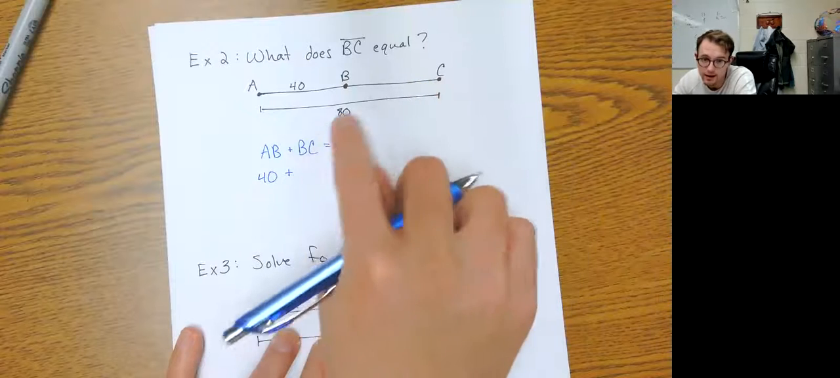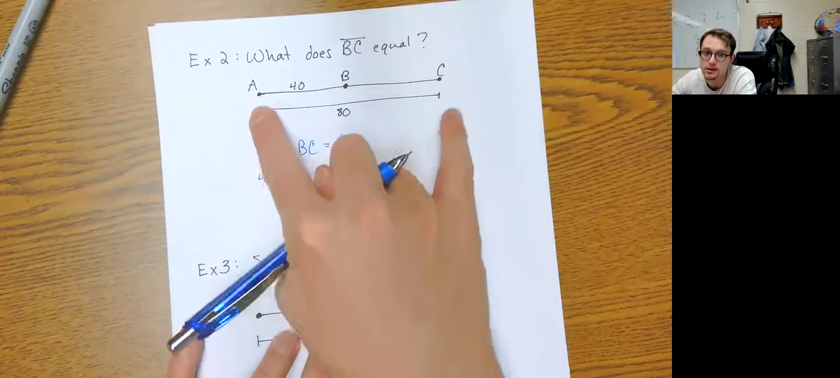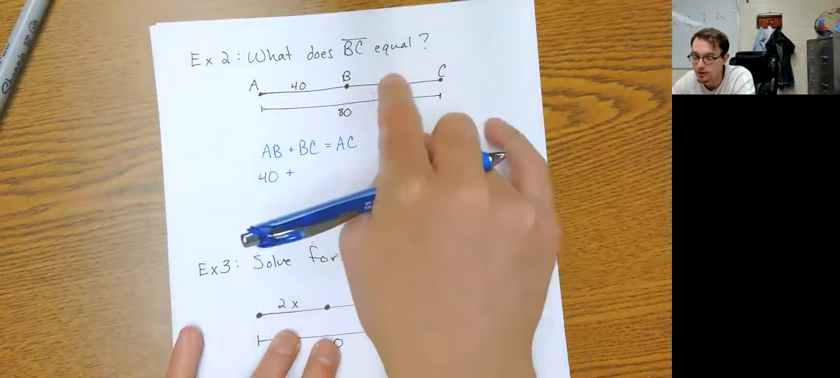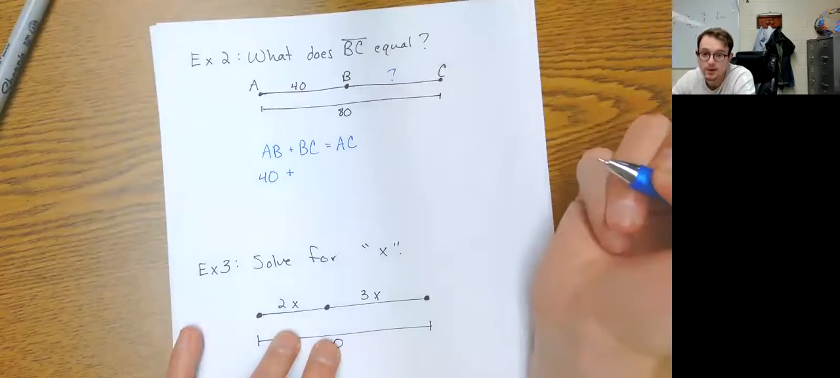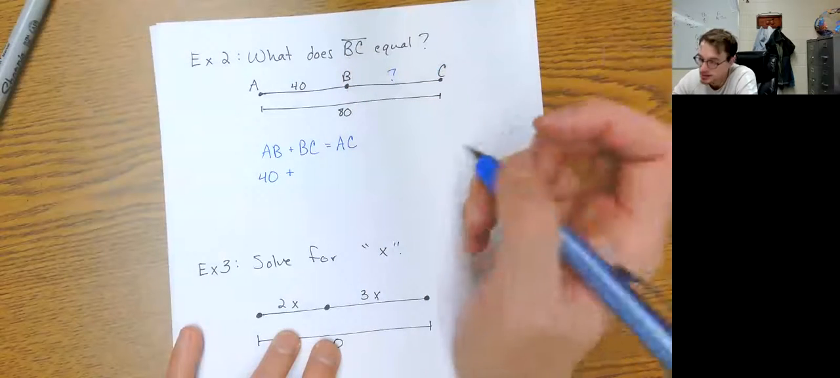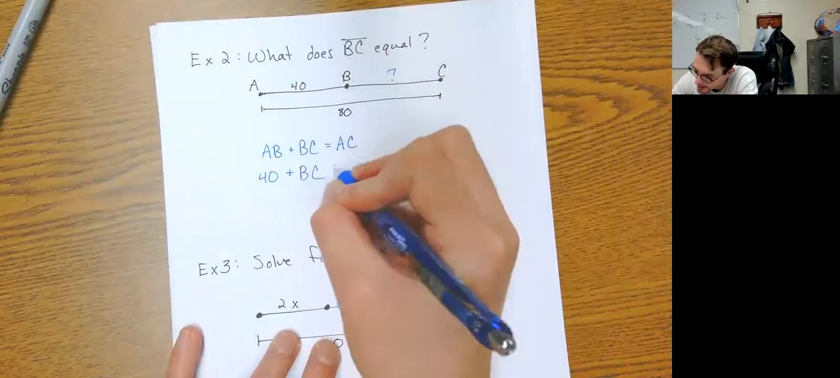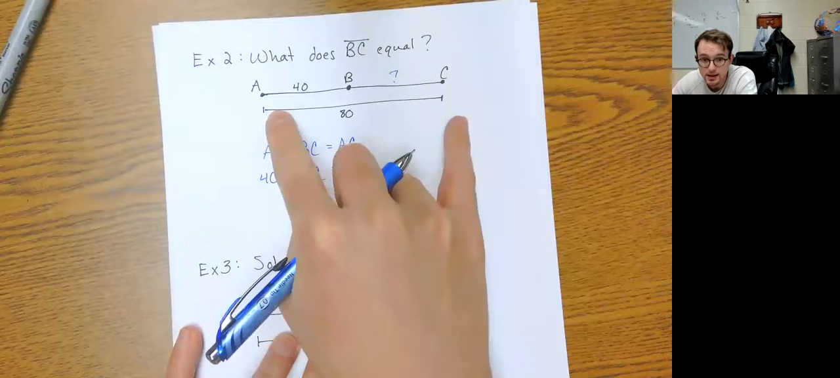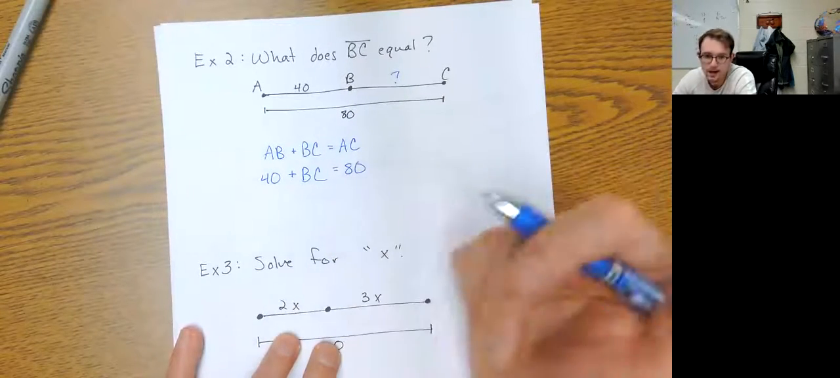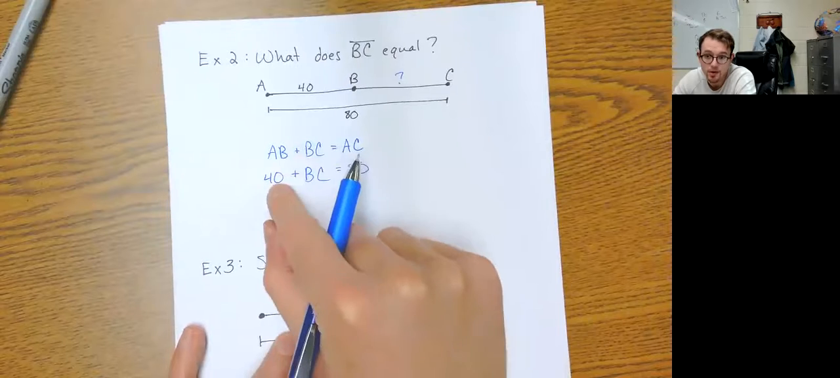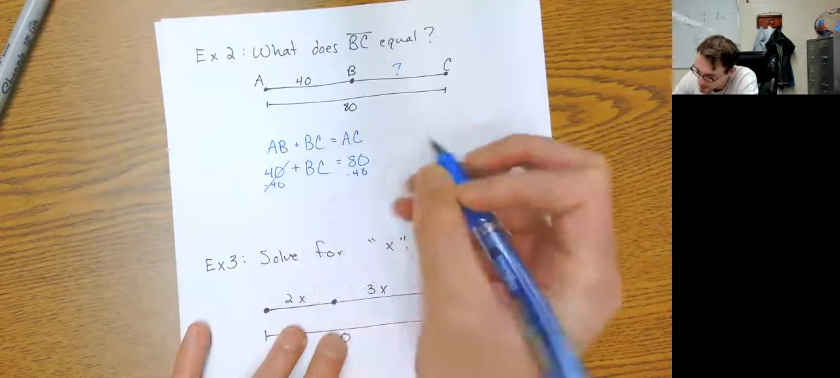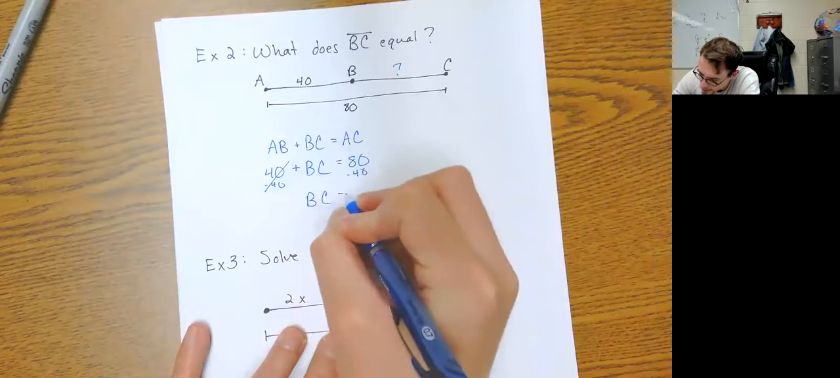You don't put 80 there. 80 is not BC. 80 is A to C. BC is not 80. I don't know what it is. Maybe it helps if you draw a question mark there. Like, that's what we're trying to find. I have no idea what it is. So I just keep it as BC. Equals, well, I know what AC is. From A to C, it's 80. So now you just solve it like you normally would. How do I get rid of a positive 40? Minus 40, minus 40, crosses out, and I get BC equals 40.